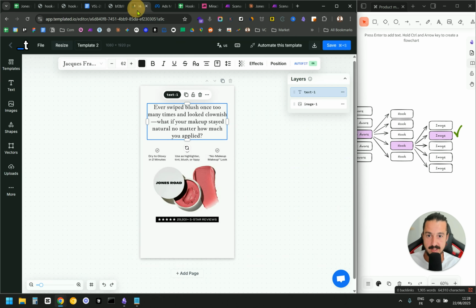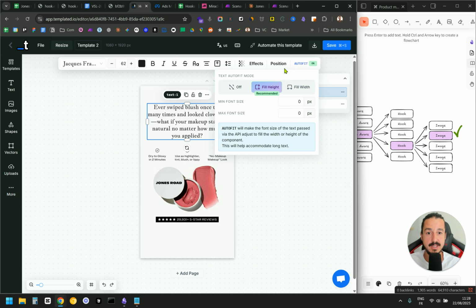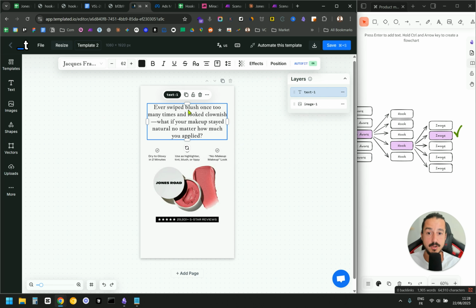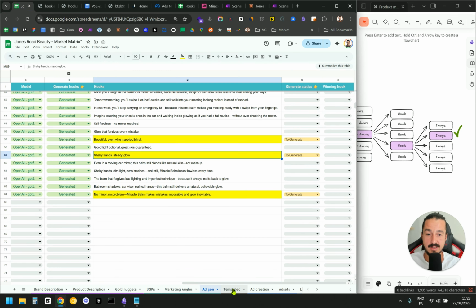So if I look here, it also handles the size of the font depending on the size of the actual hook. It's auto fit here, and it will fill the height, which will be important for us because this one, for example, is long, but we are going to have shorter hooks. And this is what works in the backend that we can get here.